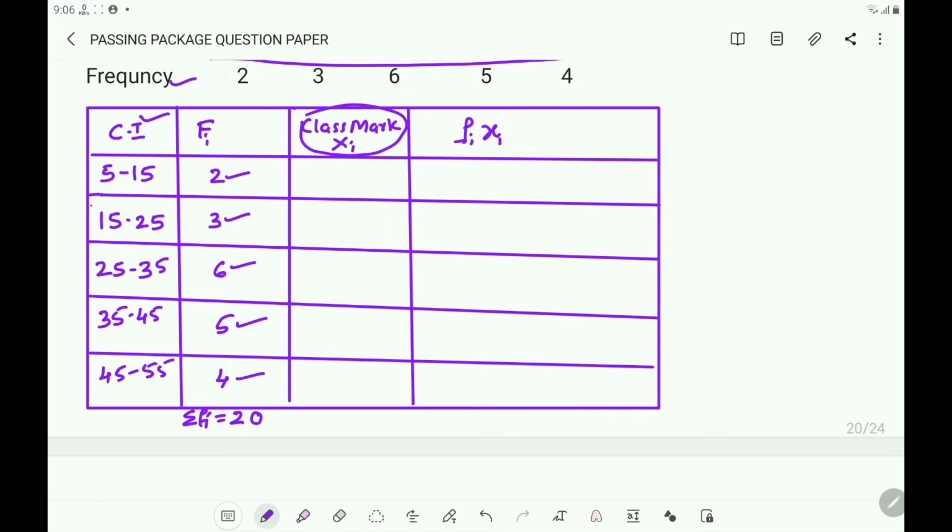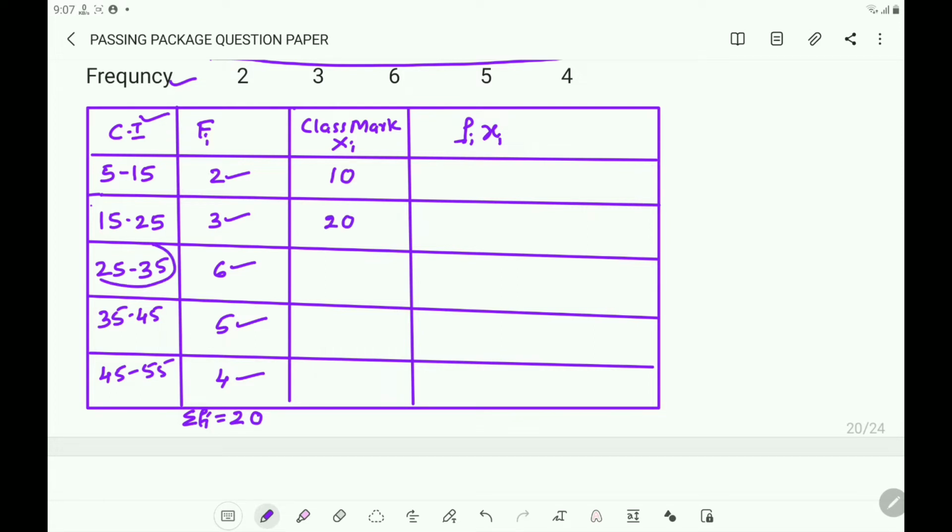Then you get the class mark. You know the method of finding the class mark. How will you get the class mark? Add the lower limit and upper limit and divide that sum by 2. 15 plus 5 by 2, that is 20 by 2, which is 10. Next, 15 plus 25 by 2. 25 plus 15 is 40. 40 by 2 is 20.